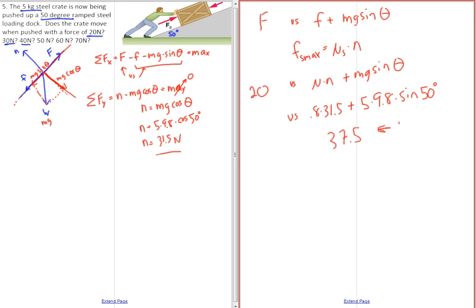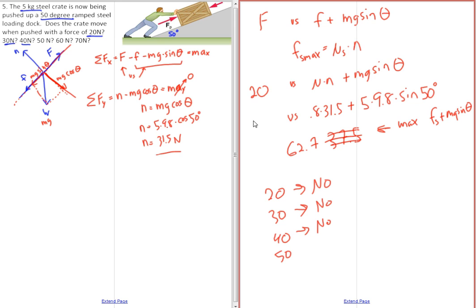So 37.5. I'm pretty sure that's not right. That's the maximum static friction force plus the mg sine theta. So 20 newtons, nope, not enough. 30, not enough. And let me check. Yeah, okay, that's not correct. The actual number, if you type the numbers in, is 62.7.